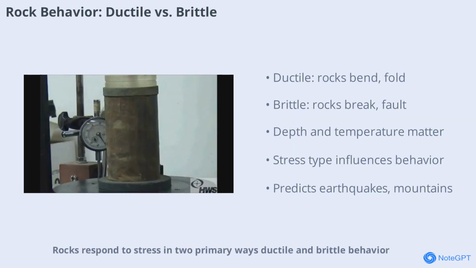Rocks respond to stress in two primary ways: ductile and brittle behavior. When subjected to stress, rocks may bend and flow without breaking, a process known as ductile deformation. This typically happens deep within the Earth, where high temperatures and pressures allow rocks to fold over millions of years. On the other hand, brittle deformation occurs when rocks break suddenly, forming faults. This is common near the Earth's surface, where rocks are cooler and less able to deform plastically.